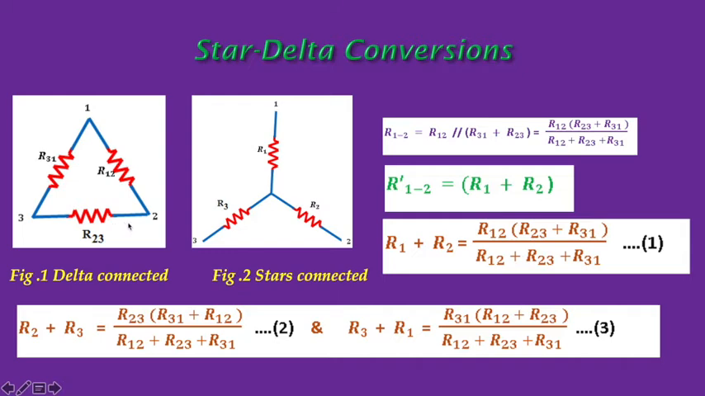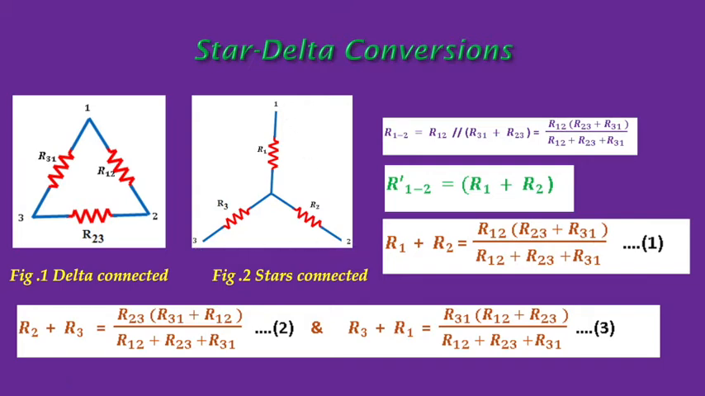Figure 1 is a delta connection. Here the resistances are R12, R23, R31. And figure 2 is a star connection. Here the resistances are R1, R2 and R3. The terminals of the delta connection are 1, 2, 3. This is the equivalent of the star connection in figure 2, so the same terminals are considered 1, 2 and 3.